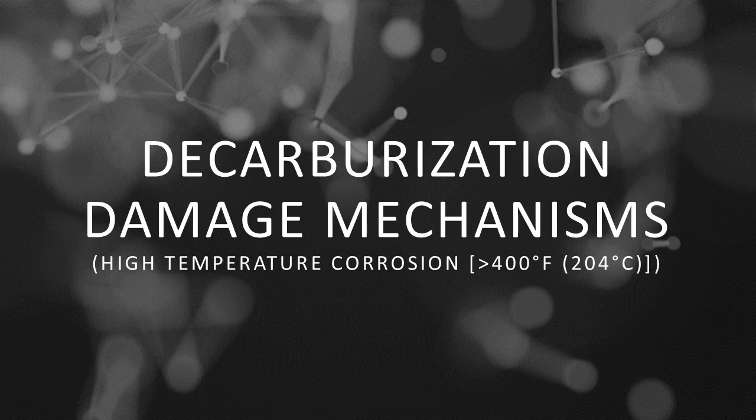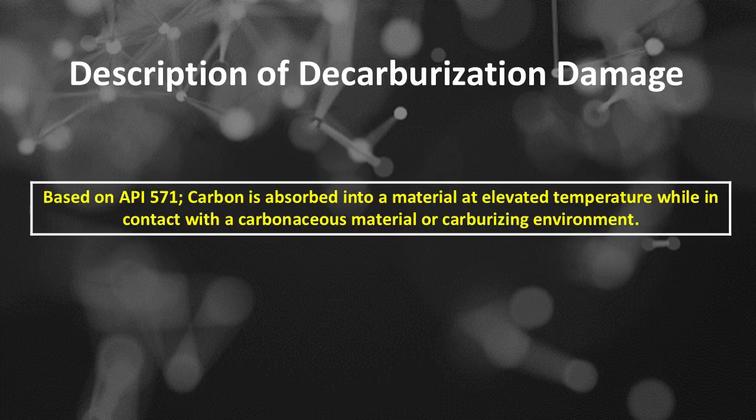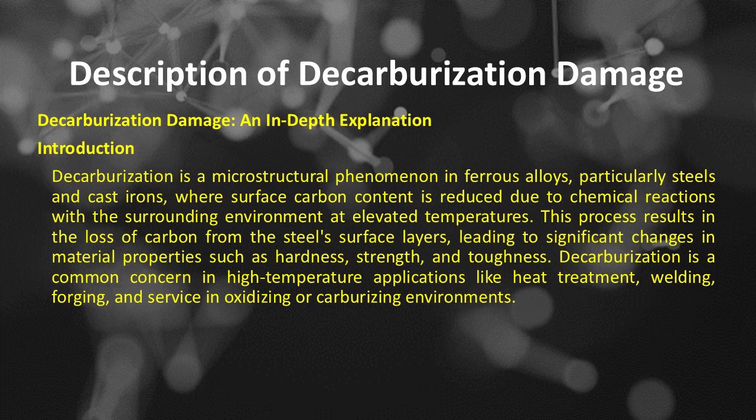Decarburization damage mechanisms as a part of high-temperature corrosion greater than 400 degrees Fahrenheit or 204 degrees Celsius. Description of decarburization damage based on API 571. Carbon is absorbed into a material at elevated temperature while in contact with a carbonaceous material or carburizing environment. Decarburization damage, an in-depth explanation.